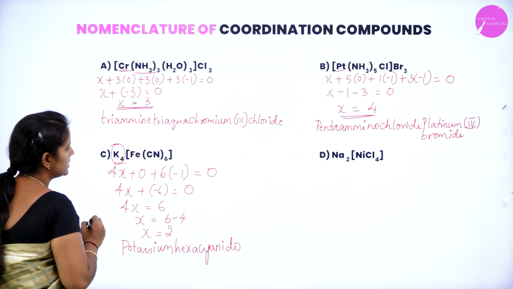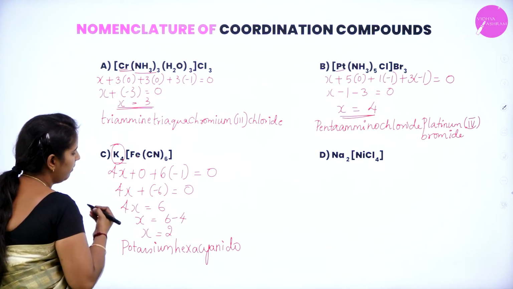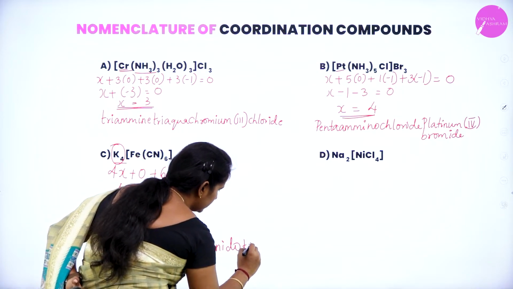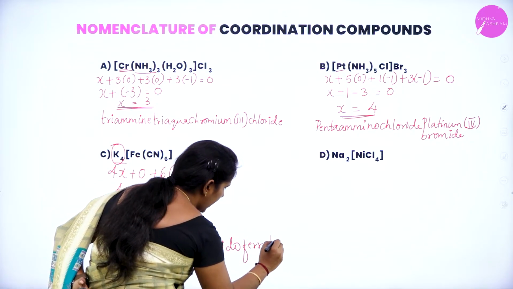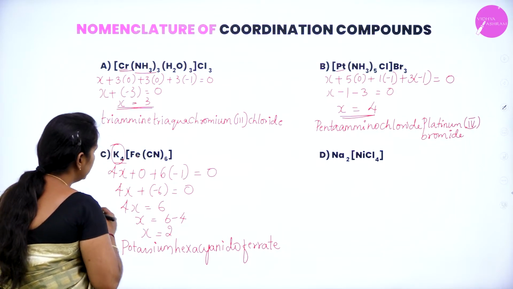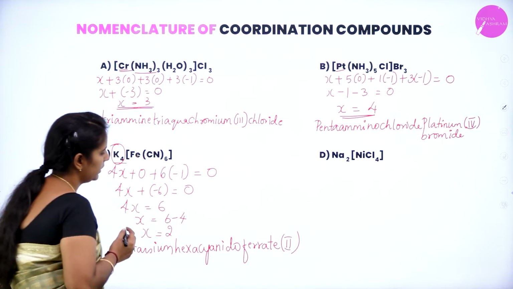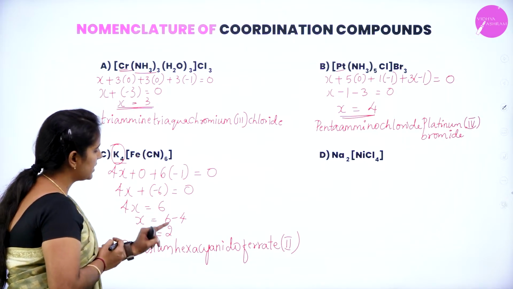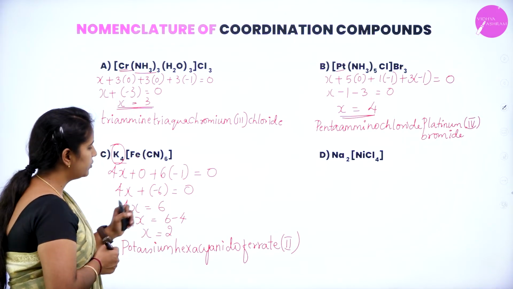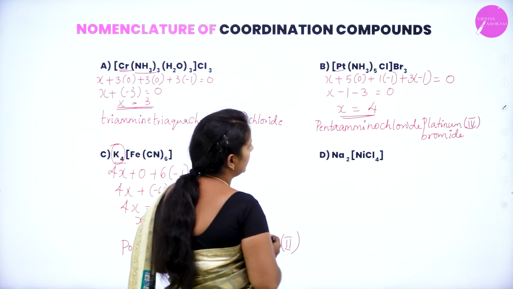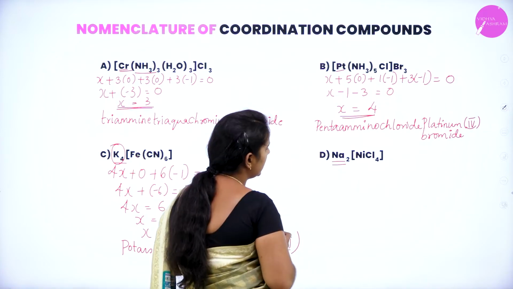So iron it is, right? So the potassium hexacyanido ferrate. We use the iron as ferrate here. What is the oxidation state? It is +2. Okay. So it is potassium hexacyanido ferrate 2. Okay. We have one more example. So the naming will go like this. It is a counter ion.